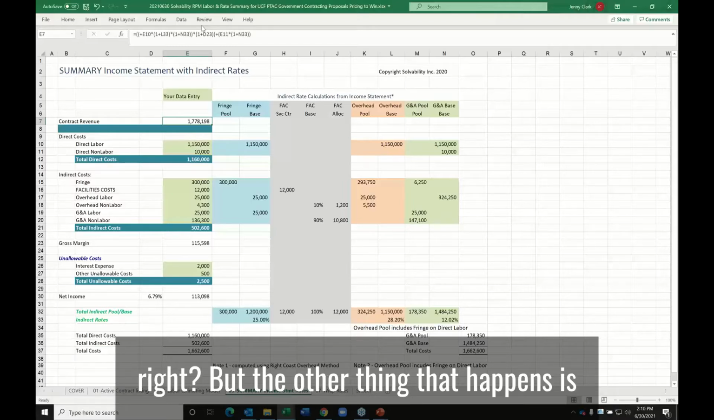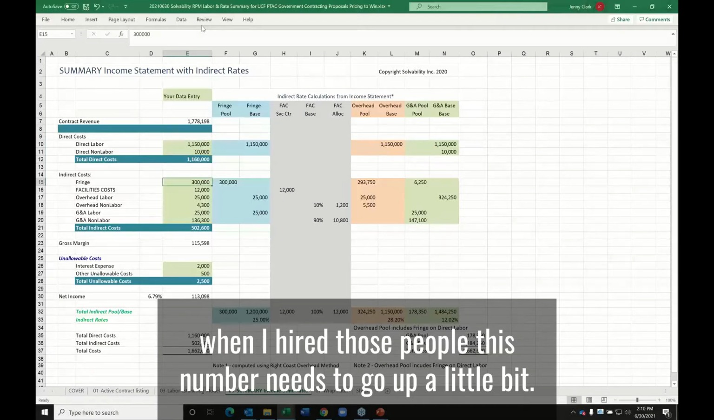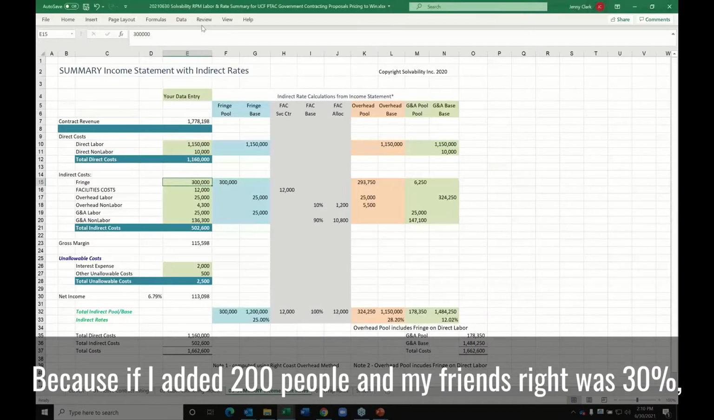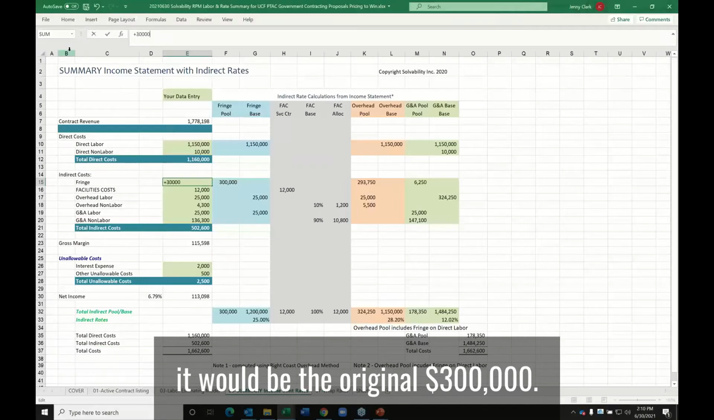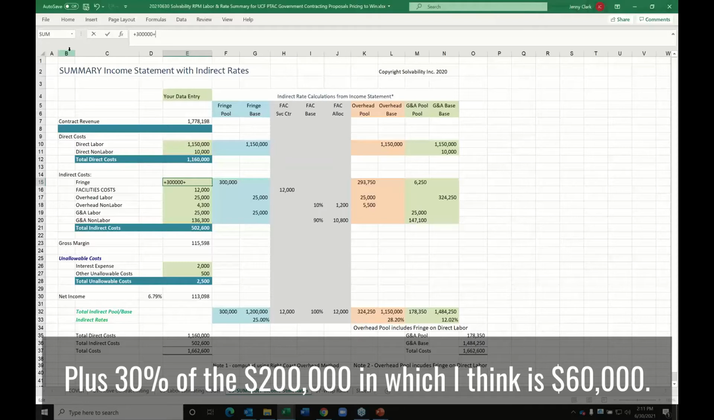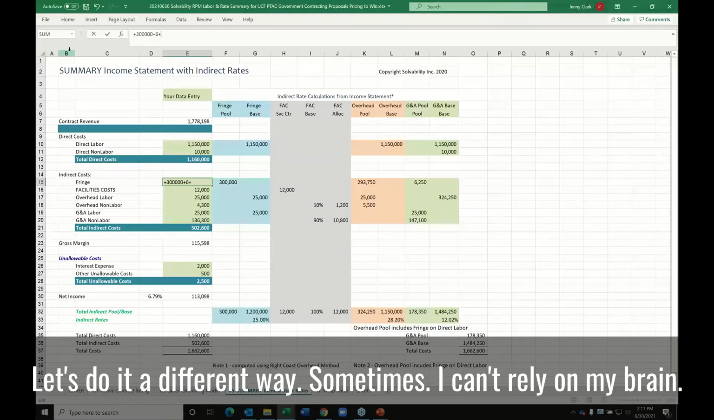But the other thing that happens is when I hired those people, this number needs to go up a little bit, because if I added 200 people and my fringe rate was 30%, it would be the original $300,000 plus 30% of the 200,000, which I think is 60,000. Let's do it a different way. Sometimes I can't rely on my brain.